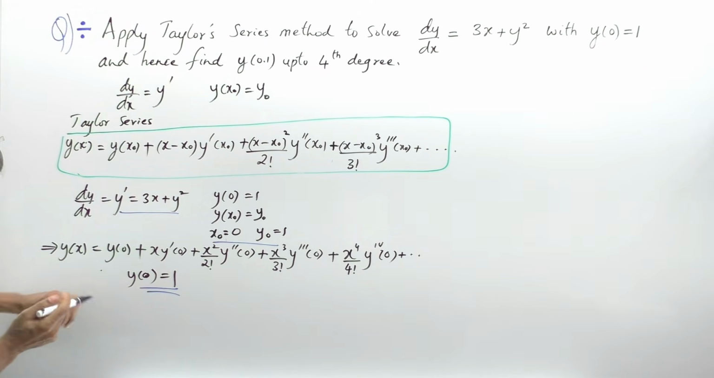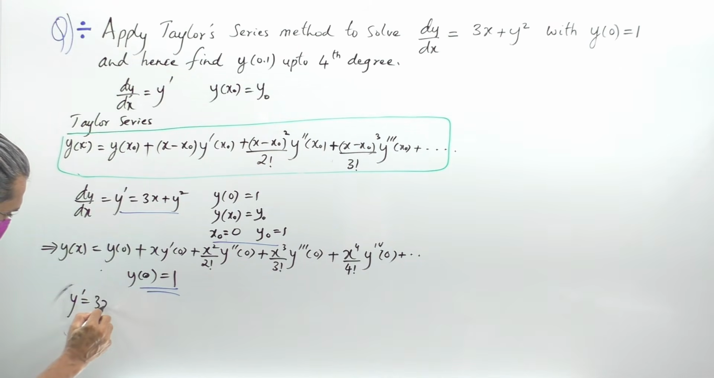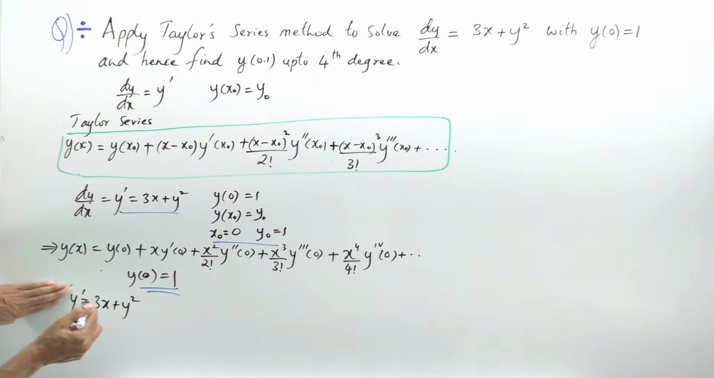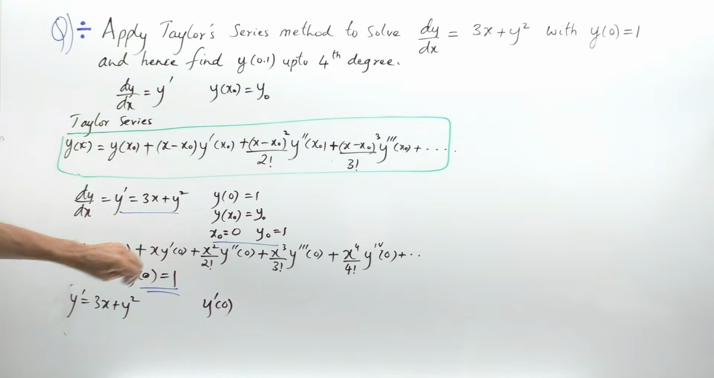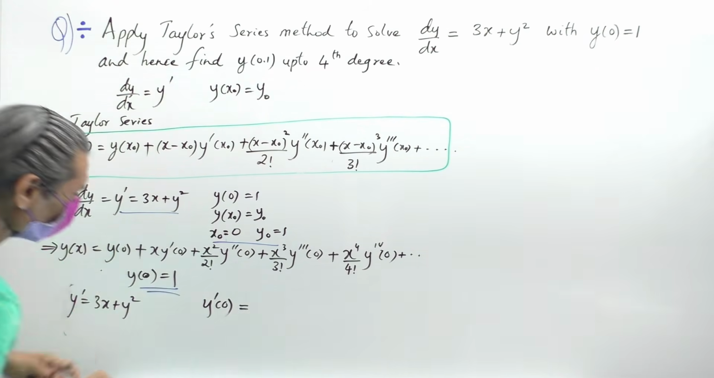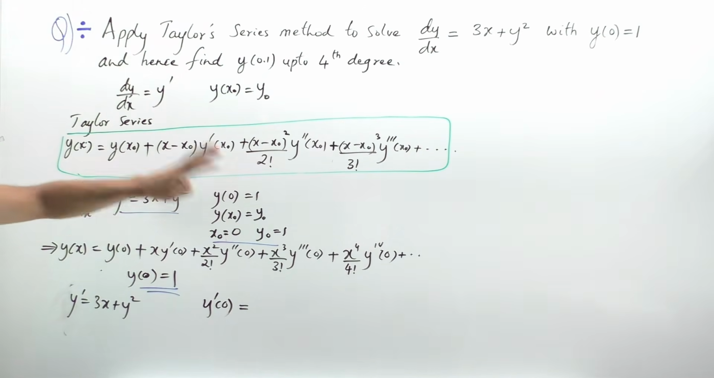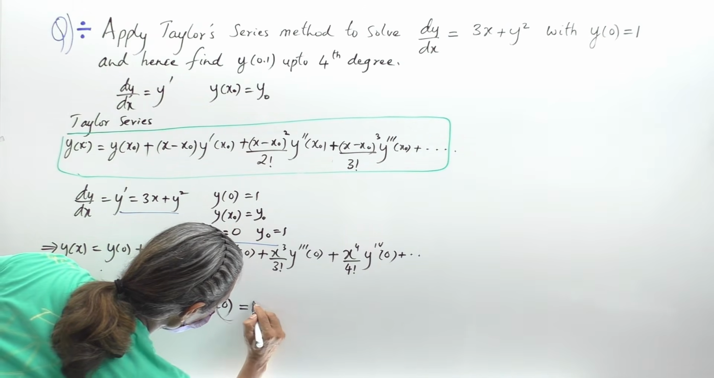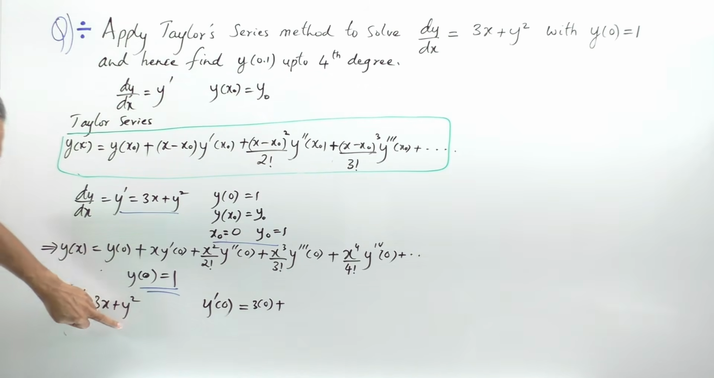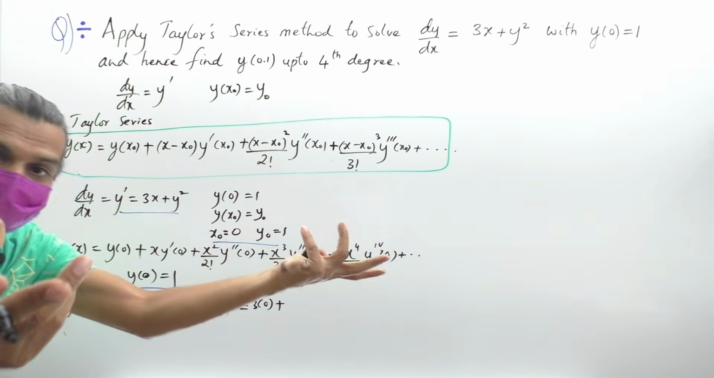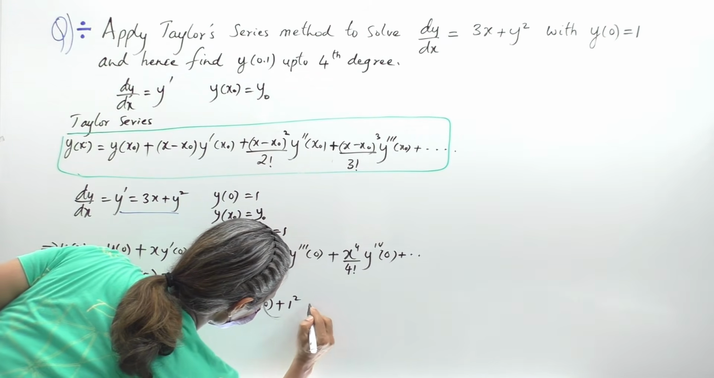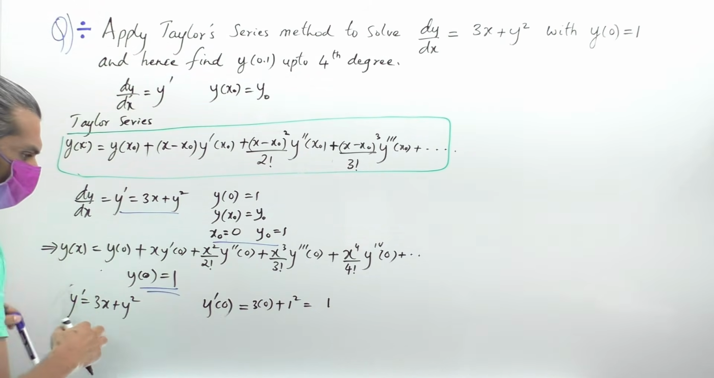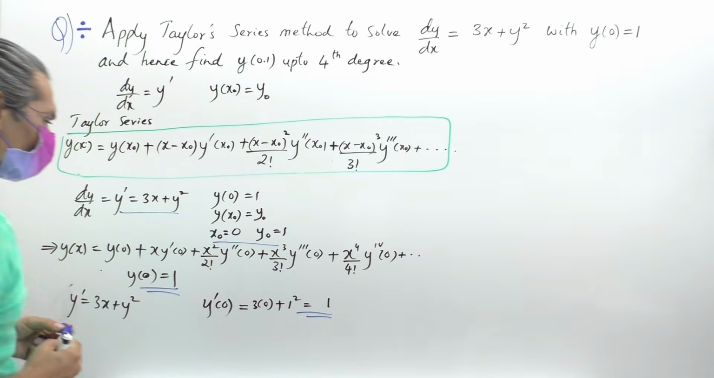We have y dash as 3x plus y square, whatever the given. So y dash is 3x plus y square. That means we can simply write y dash of 0. We need to find what? Y dash of 0 is equal to, see initial, what is x naught? 0, y naught is 1. So 3 into 0 plus y of 0. Y of 0 is 1, so y is also 1 only. So plus 1 square. So how much? 1. So we get y dash of 0 is 1.